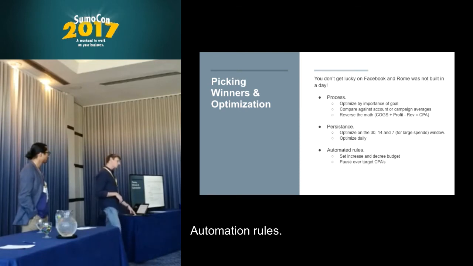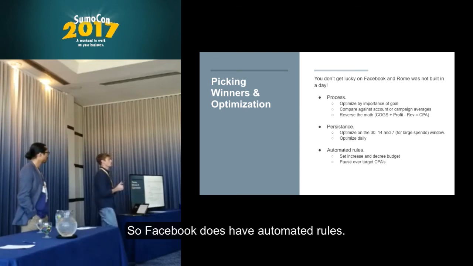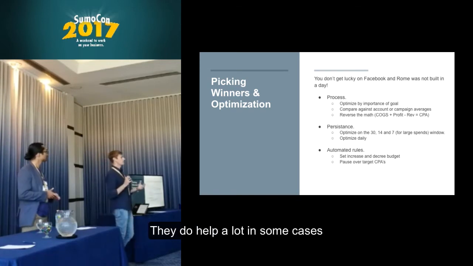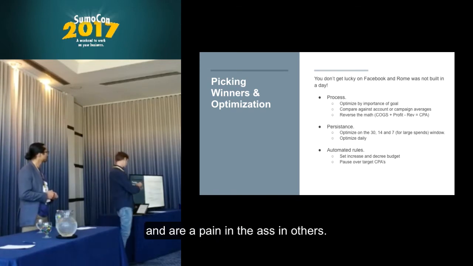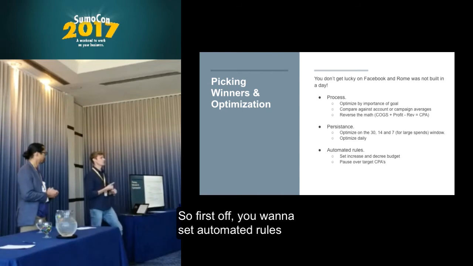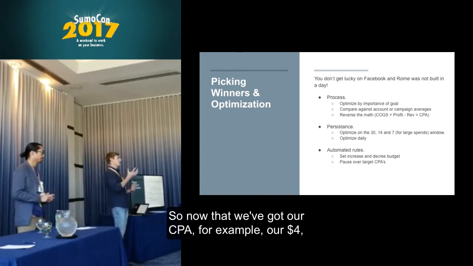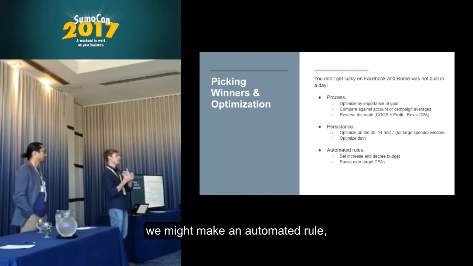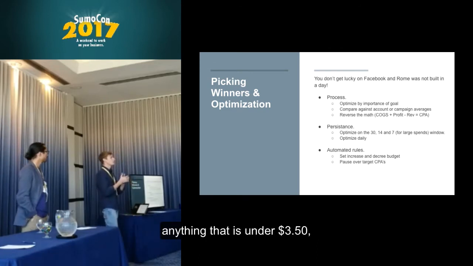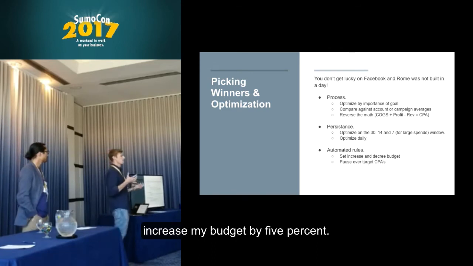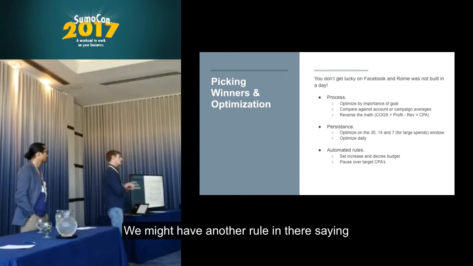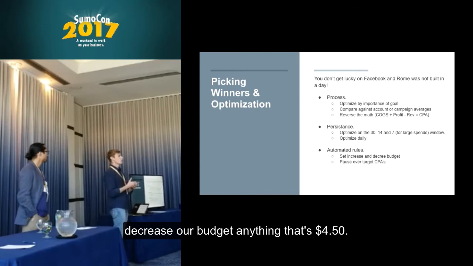Automation rules. So Facebook does have automated rules. They do help a lot in some cases and are a pain in the ass in others. First off, you want to set automated rules based on increasing or decreasing your budget. So now that we've got CPA, for example, at $4, we might make an automated rule: anything that is under $3.50, increase my budget by 5%. We might have another rule in there saying decrease our budget for anything that's $4.50.